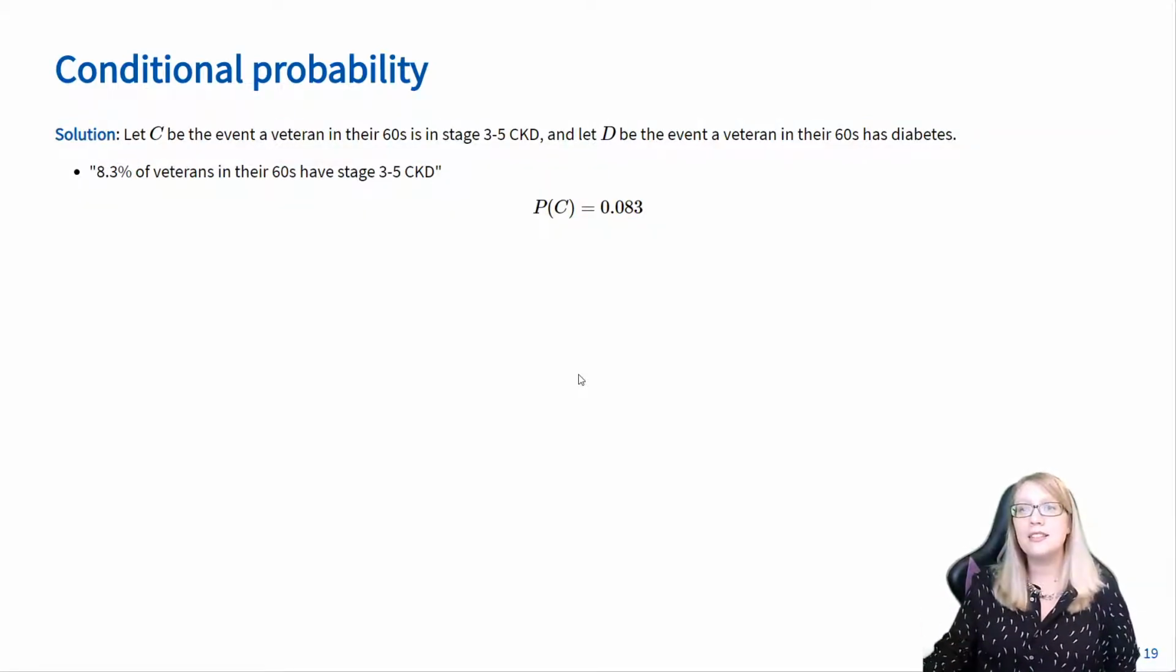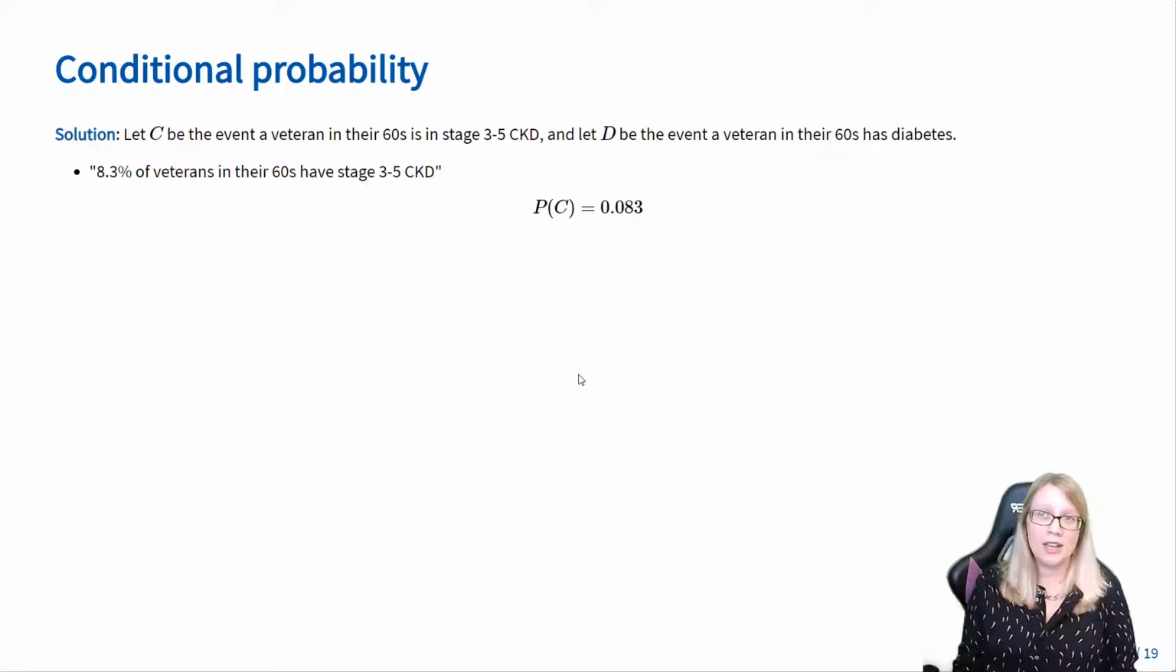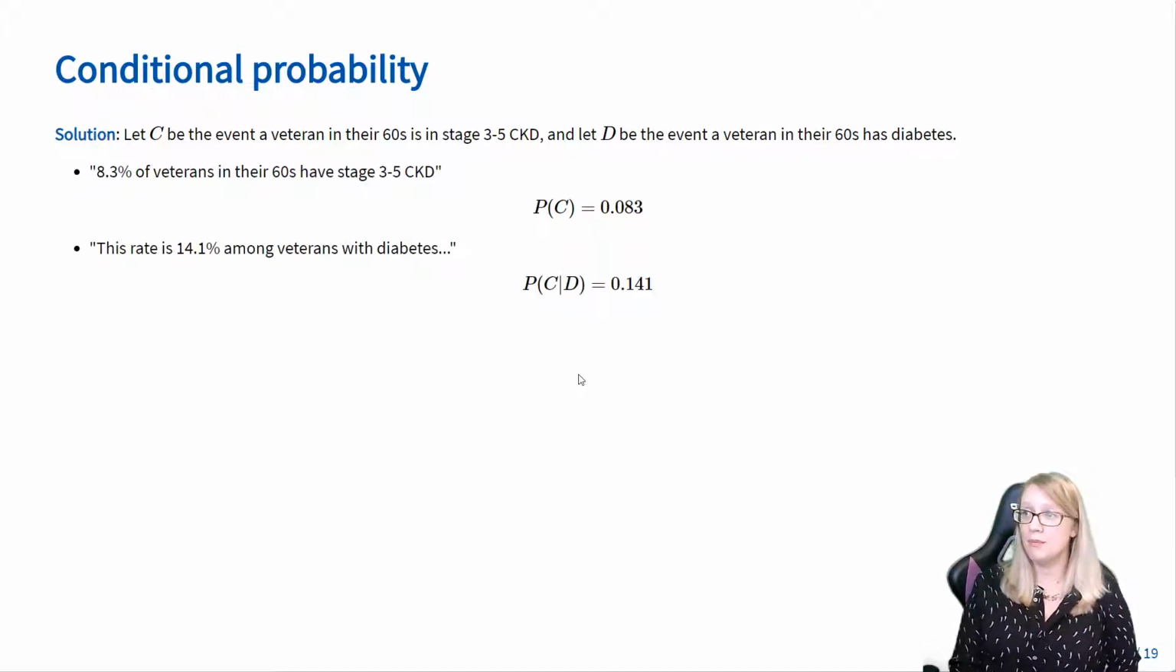We're going to let C be the event that a vet in their 60s has stage 3 through 5 CKD, chronic kidney disease. We'll let D be the event that a vet in their 60s has diabetes. So the statement here, 8.3% of vets in their 60s have stage 3 through 5 CKD. There's no condition on that. Our population that we care about is vets in their 60s. We're not conditioning on some other event having taken place. So the probability of C is 0.083.